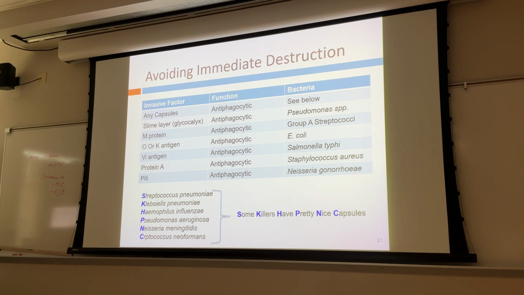Salmonella typhi can make Vi antigen. That's not antigen 6. That stands for virulence, Vi. That's antiphagocytic for Salmonella. Protein A, we already talked about. Staph aureus makes that. It binds a constellation of antibodies. And a bunch of them can make pili. Neisseria gonorrhoeae is one of them. Remember, Neisseria gonorrhoeae is one of the ones that can undergo antigenic variation with these pili. So which pili it is making, the relative ratios of pili, changes the immune response.